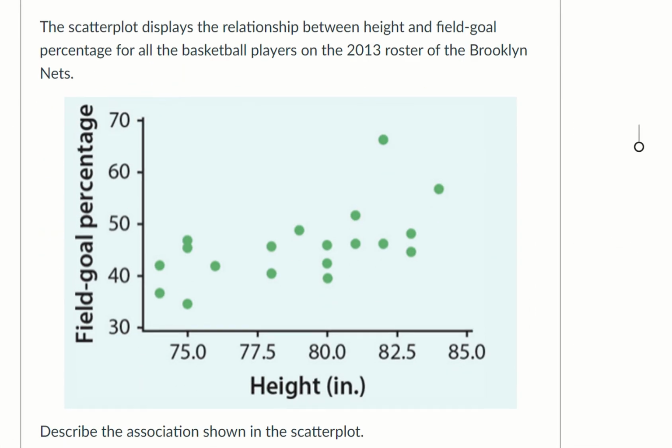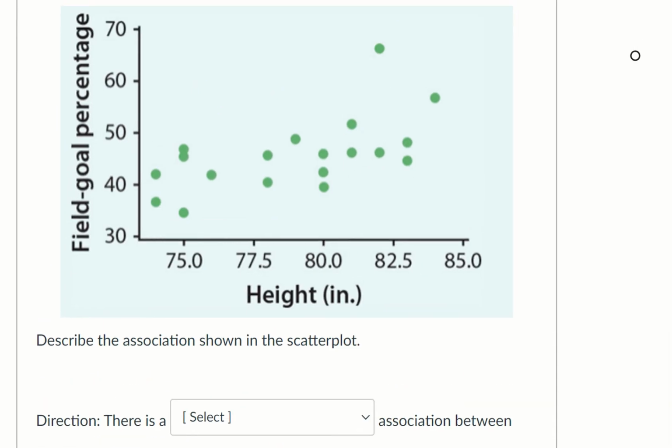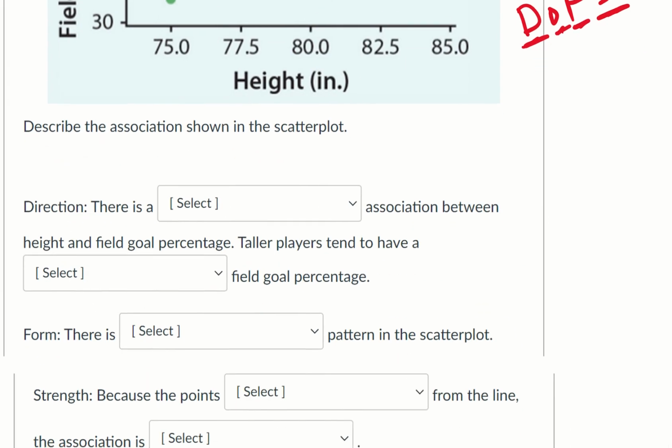All right, so the scatter plot displays, this is the Brooklyn Nets example again. It wants you to describe the association. Is it strong? Is it weak? Remember that when you describe a scatter plot, you want to use the DOFS acronym, which is an easy way for me to remember. Direction, outliers, form, and S is the strength. So DOFS: describe the association.